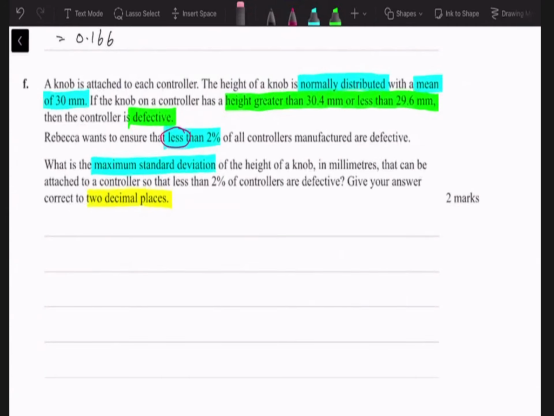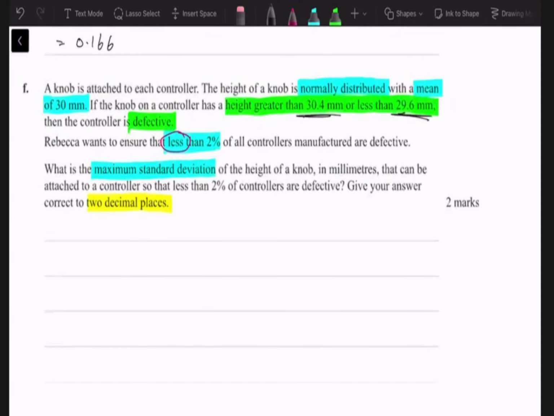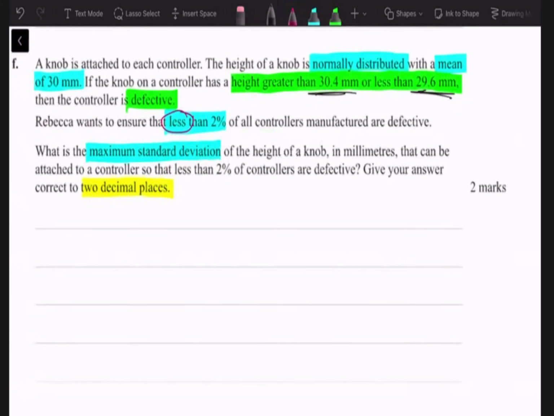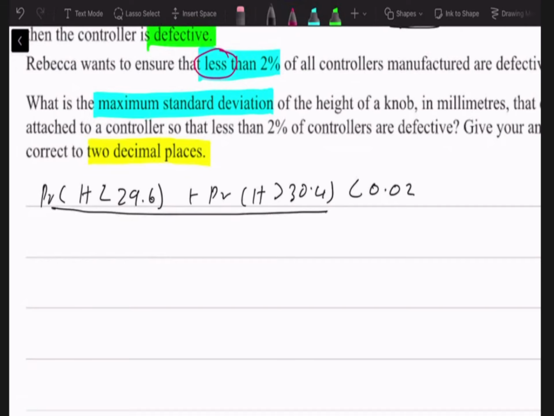So now we have knobs, and we're talking about when a knob is defective. A knob can be defective if it has a height greater than 30.4 or less than 29.6. We want the proportion of knobs that are defective to be less than 2%. So we want the probability that the height is less than 29.6 or that the height is greater than 30.4. We want that to be less than 0.02. So this is the probability that it's defective.